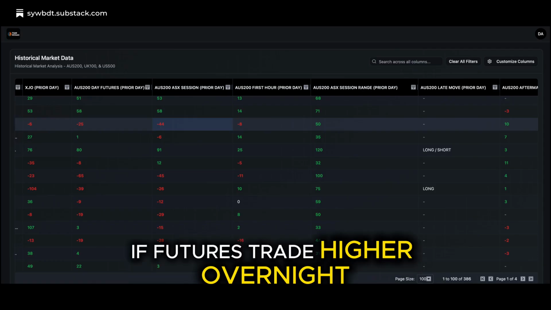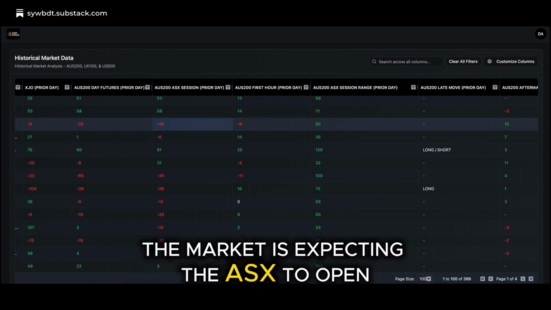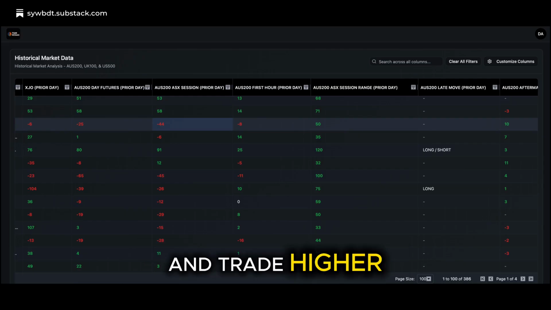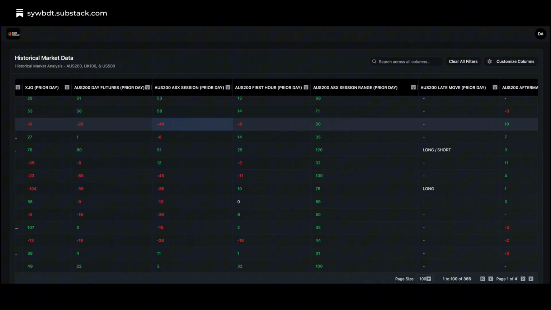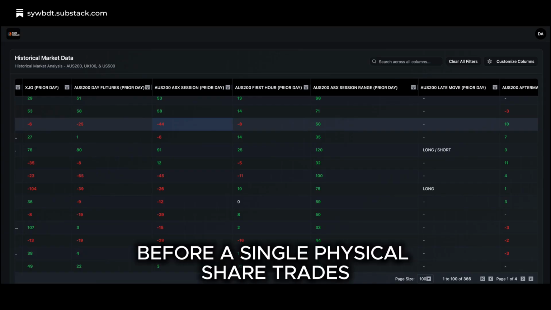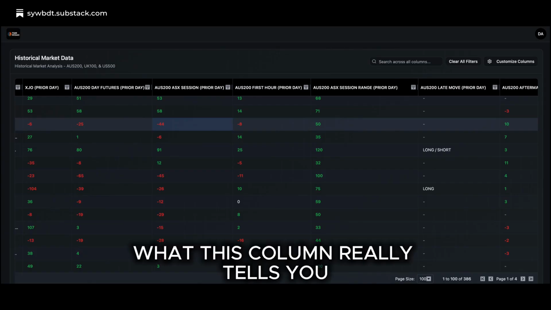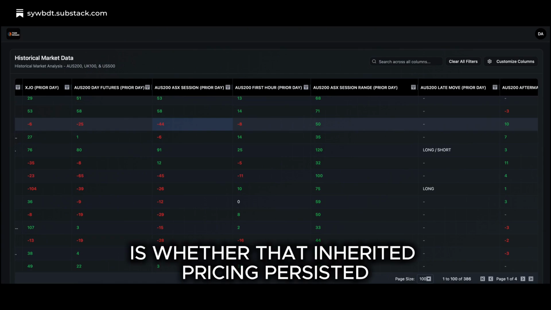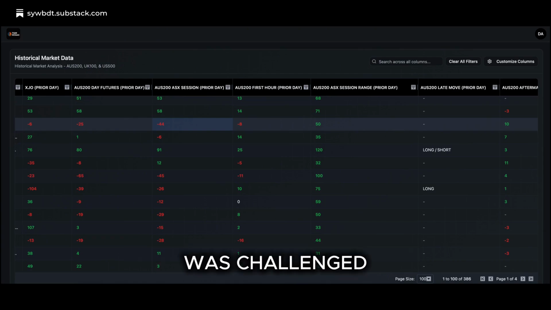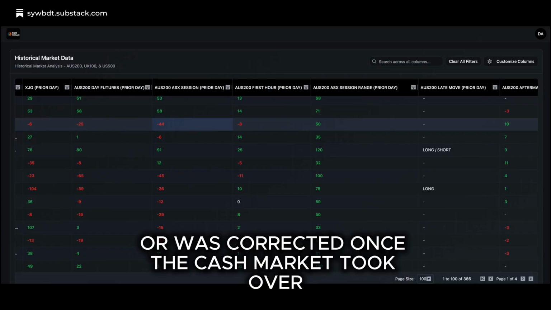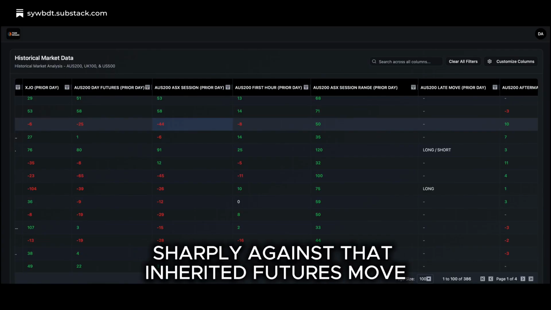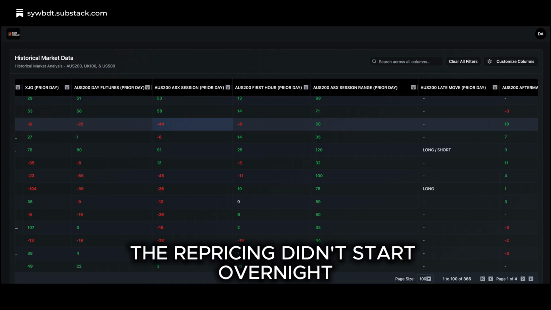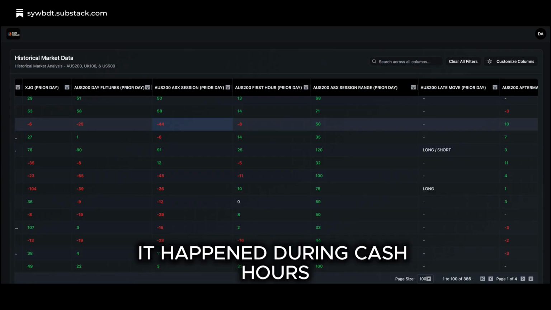If futures trade higher overnight, the market is expecting the ASX to open and trade higher. That expectation is already embedded in the price before a single physical share trades. What this column really tells you is whether that inherited pricing persisted, was challenged, or was corrected once the cash market took over. If the ASX cash session later trades sharply against that inherited futures move, the repricing didn't start overnight. It happened during cash hours.